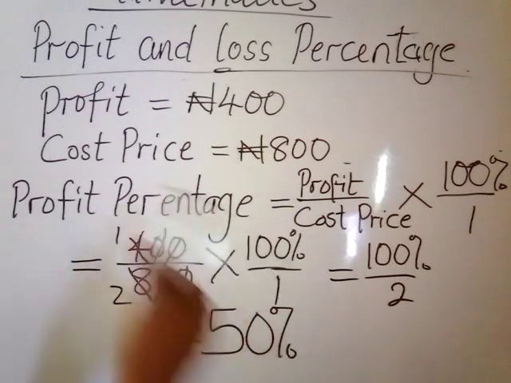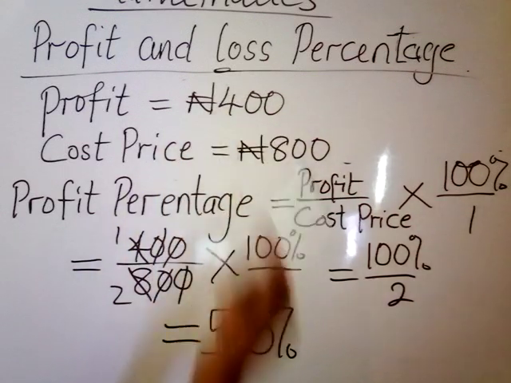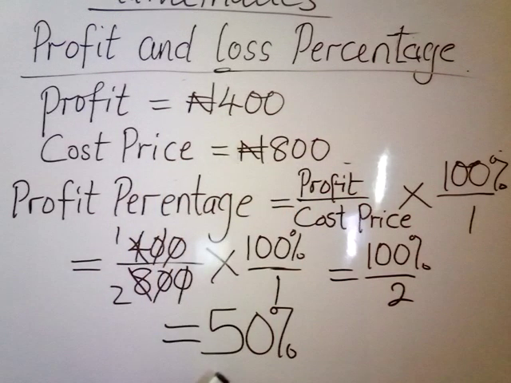Remember, if the profit we made is 400 and the cost price is 800, we know that 400 is half of 800. So it only makes sense because 50 is half of 100, which is what percent stands for. Percent means per 100, out of 100. So 50 is half of 100, just like 400 is half of 800. So the percentage profit made in this case is 50%. Okay, let me quickly go over that again.